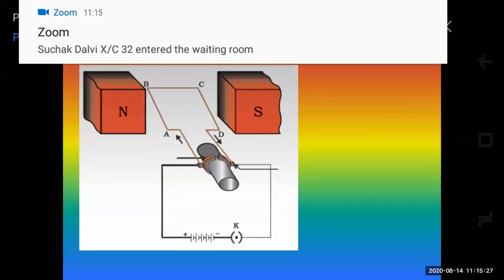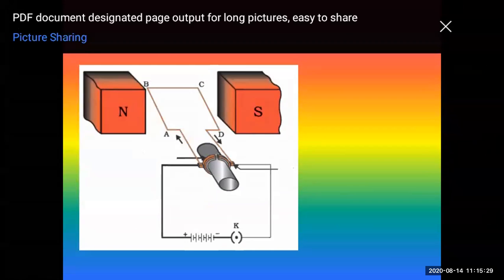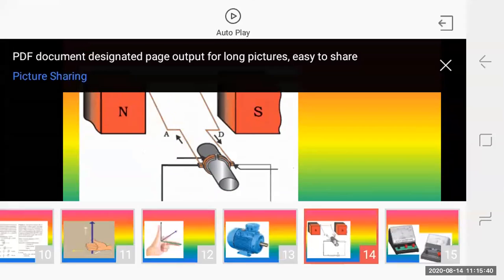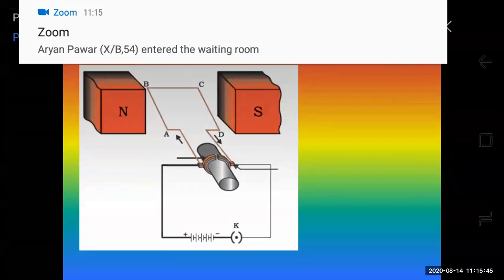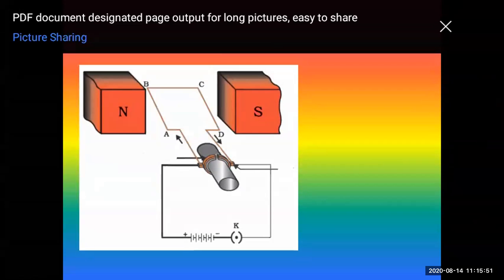According to Fleming's left-hand rule, a force is exerted on the branch AB and pushes it down. The current in the CD branch is in the opposite direction to that of the AB branch. If the flow of current in AB is in the right direction, the flow of current in CD will be in the left direction. That means both will be in opposite directions. So the loop and the axle start rotating in an anti-clockwise direction.